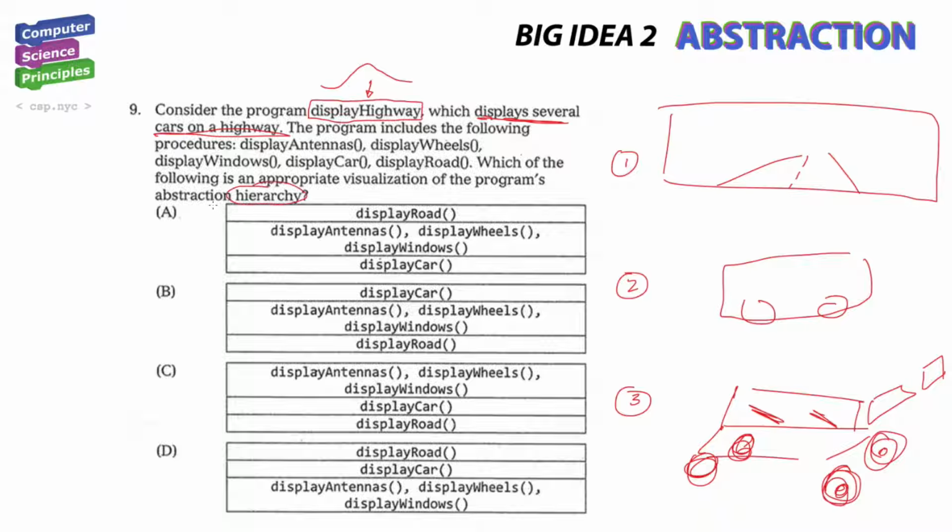An abstraction is, number 1, removing detail to make things simpler. So when we think of a car, we think of the car, and the abstraction is hiding all of the detail of all of these windows and whatever else is going on. Therefore, the closest match here is going to be D, because D is pretty much what I've drawn over here. It's the road first, then the car, and then the individual items on the car. So D is going to be our answer.